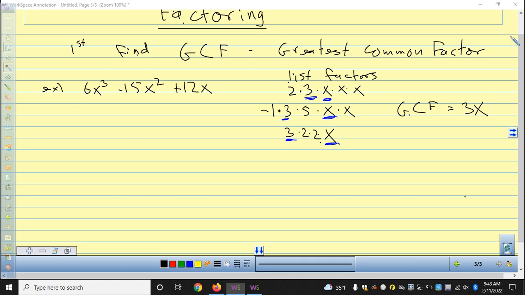All right, questions about what we did there? Let's look at another one. 6x to the third minus 15x squared plus 12x. Oh, that's the same one. Sorry.